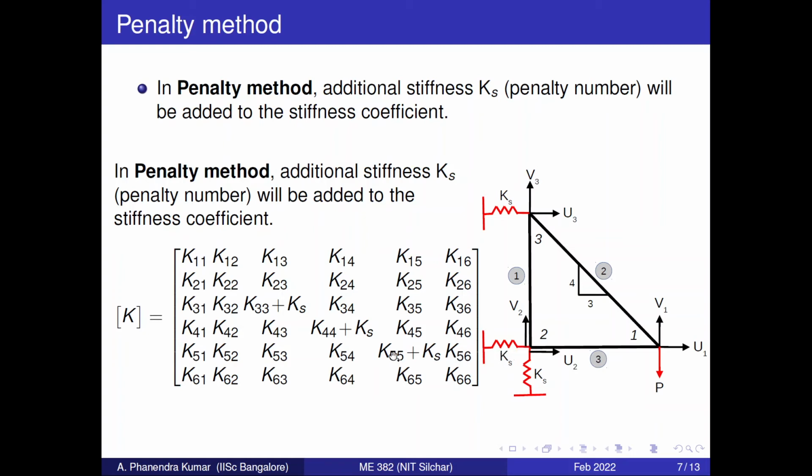So wherever the support is there, corresponding to that part, we need to add Ks. This is 5, 5. So at 5, 5 we are going to add the Ks term. This is 3, 3 and 4, 4 parts. So at 3, 3 and 4, 4 of the K matrix, we are going to add the Ks term. We can choose any penalty number of our choice, but if you choose a large number, in evaluating K inverse we might face some problems.